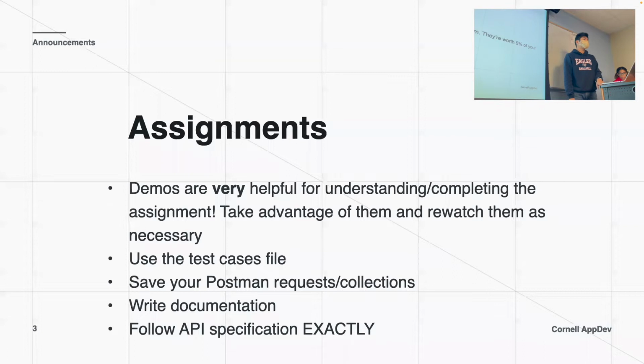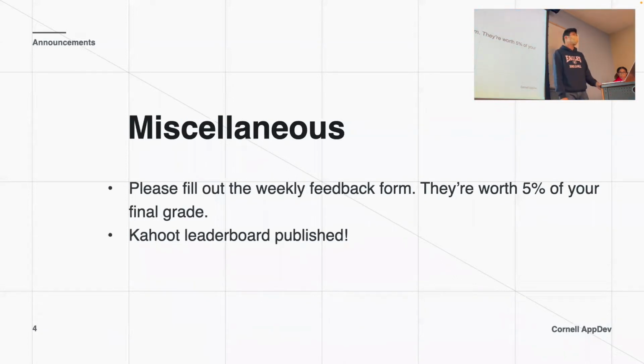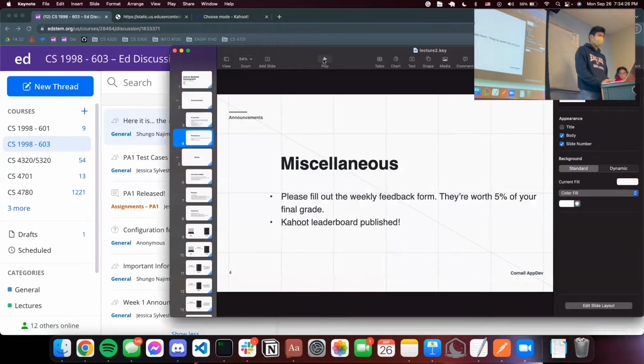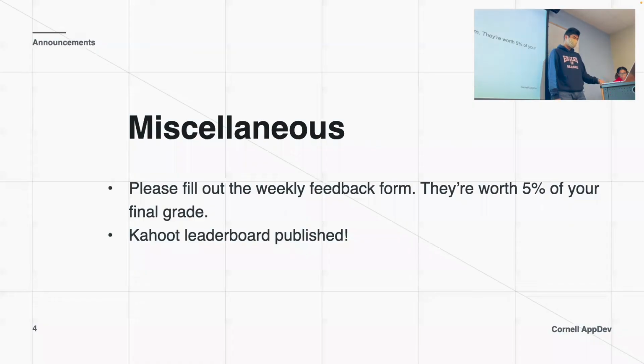And then as for miscellaneous stuff, please fill out the weekly feedback form. That'll be part of your grade. It'll allow us to adjust depending on the feedback that people give us. They're also worth 5% of your final grade, so might as well just get them done. It's like a minute each every week. And the Kahoot leaderboard is also published, so that's on our Ed. Again, like last semester, we're going to be handing out prizes at the end of the semester if you do well in these Kahoots, so a little incentive for y'all to come. Even though I know it is getting cold and kind of annoying, me too.